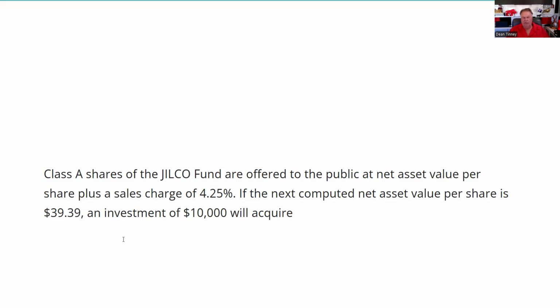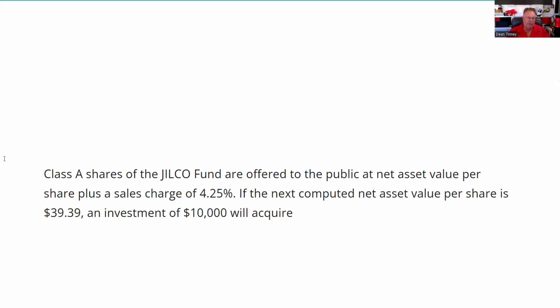Class A shares in the Jilco Fund are offered to the public at an NAV and a sales charge, NAV per share plus a sales charge of 4.25. The next computed NAV, because we're always doing business based on the next calculation, that's called forward pricing, very testable. How many shares will you get?